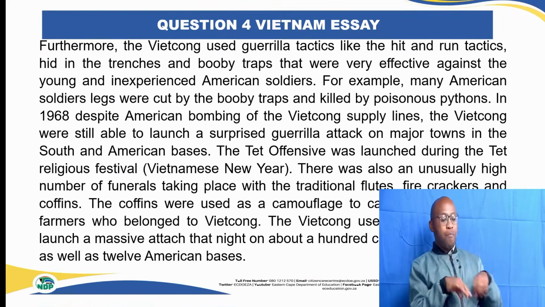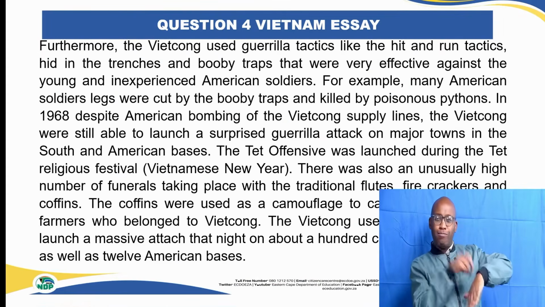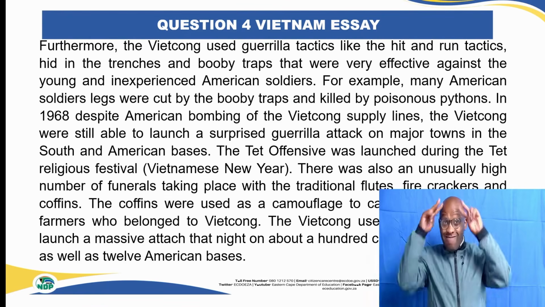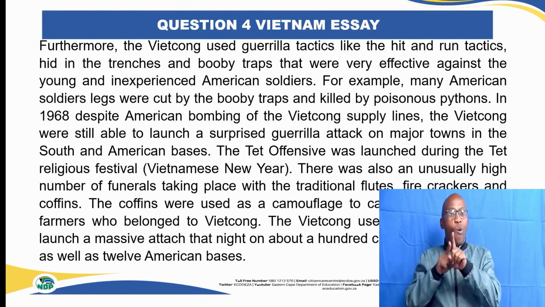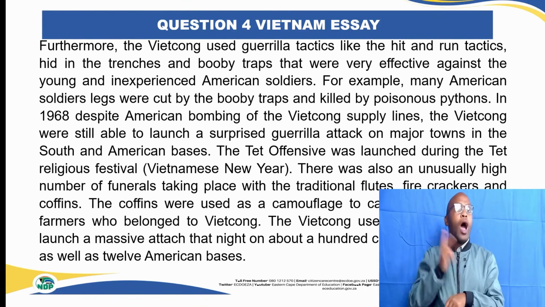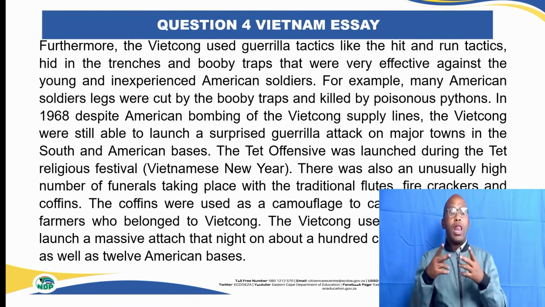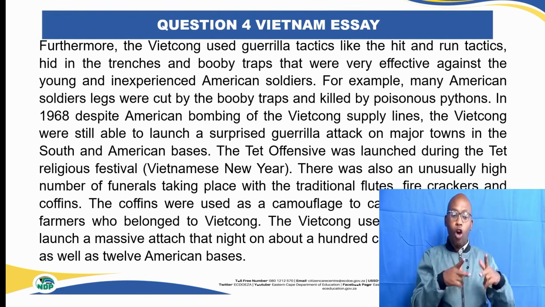And that created a lot of fear to the people of America, or to the soldiers of the United States of America, because they were not used to this type of war, which is the guerrilla attacks. In 1968, despite the American bombing of the Viet Cong supply lines, the Viet Congs were still able to launch the surprise guerrilla attacks on major towns in the south and the American bases.